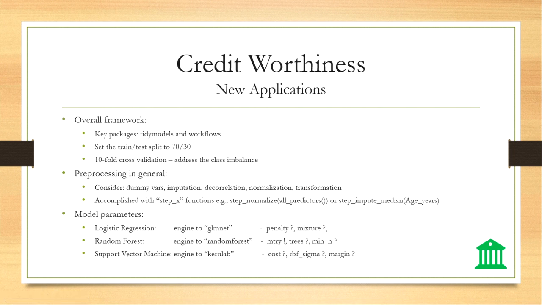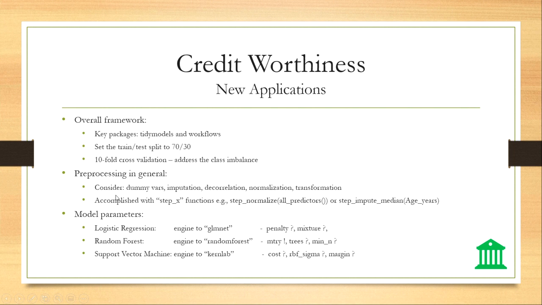Overall framework, key packages are going to be Tidymodels and workflows. We're going to do a train and test split at 70-30. We'll do tenfold cross-validation. And within cross-validation, we can address the class imbalance, because we're going to stratify this split, which is automatically going to be done by the software. So yes, 70-30, but the 70-30 split will be properly balanced between the credit-worthy and non-credit-worthy, because we have more of credit-worthy.